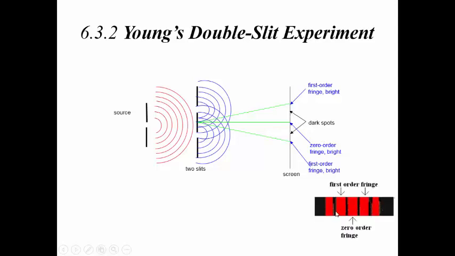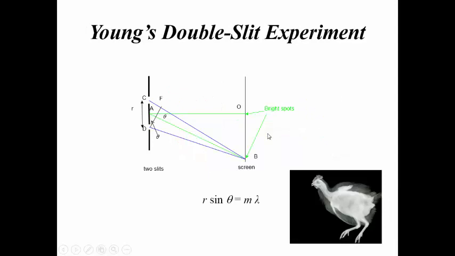So what we're seeing is the zero order, which corresponds to this point right here, and then the first order fringes, which are these two, corresponding to top and bottom here, etc. Now here's a little bit clearer diagram. Here's the bright spot, two bright spots. Here's the angle theta, and here's r, which is the distance between the two slits.